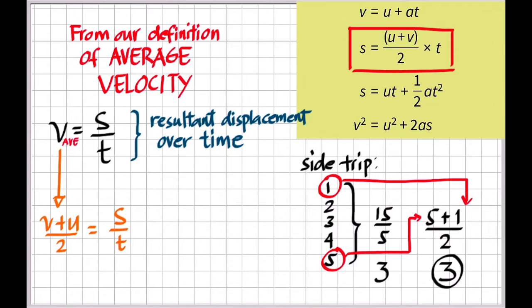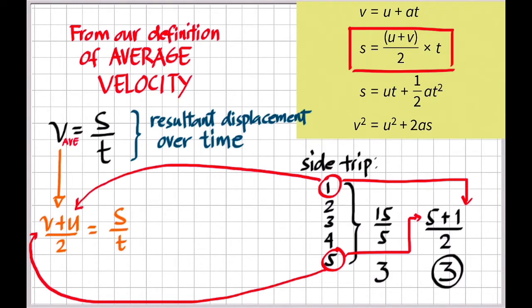Generally speaking, the average velocity of a uniformly accelerating object is equal to the sum of the final and the initial velocities divided by 2, like that. And this average velocity equals the resultant displacement divided by time. A little rearrangement will lead you to this formula, which happens to be our equation number 2.